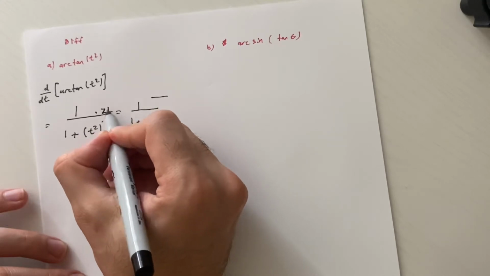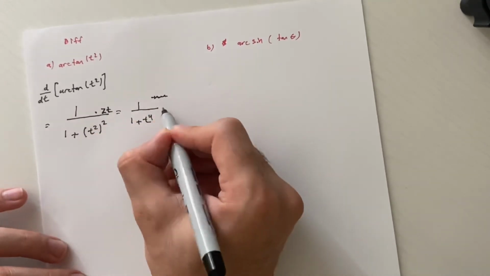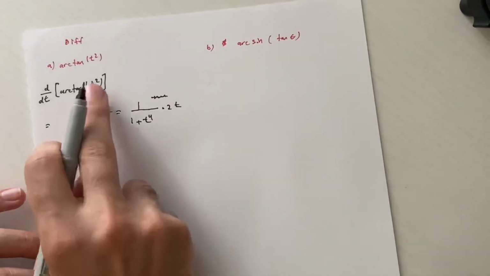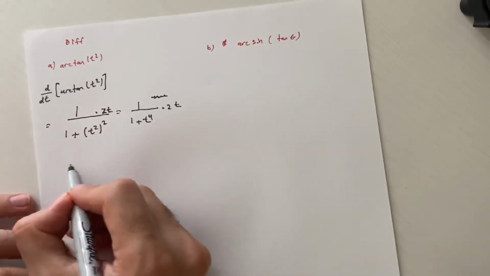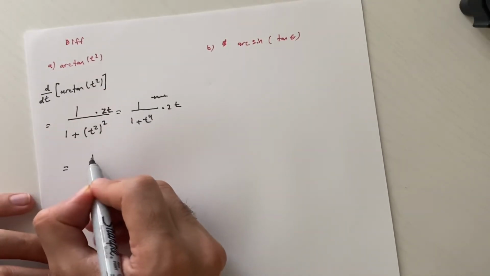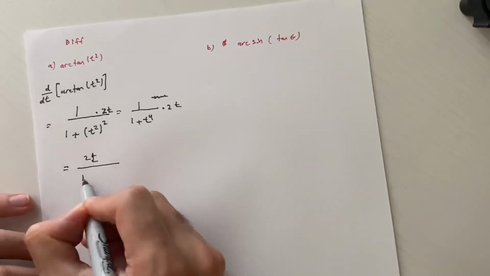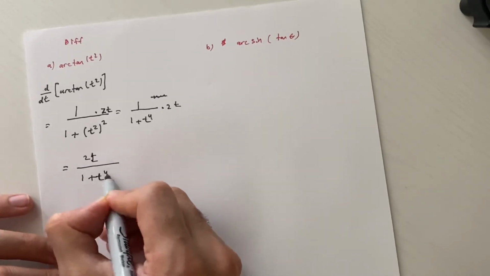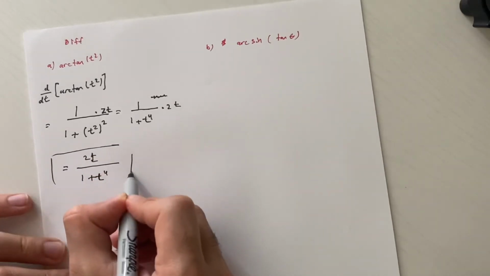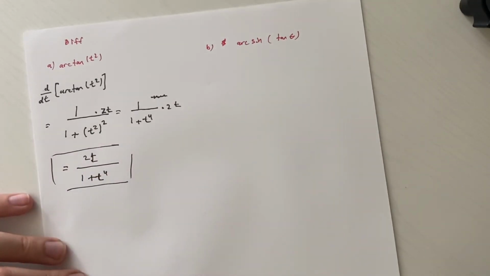Again, we have to use the chain rule in here since we have t squared. So I'm going to multiply the derivative of the outside by the derivative of the inside. I'm just now arranging these, so it's going to be 2t over 1 plus t to the 4th.